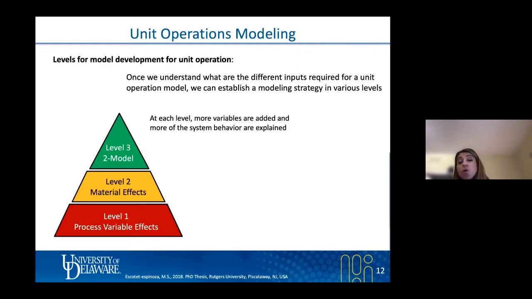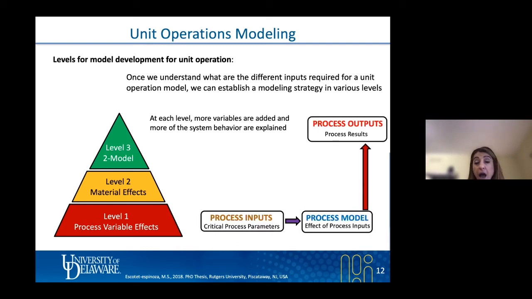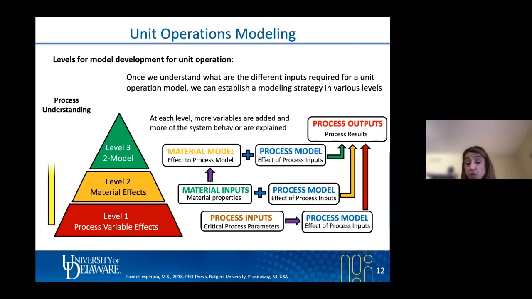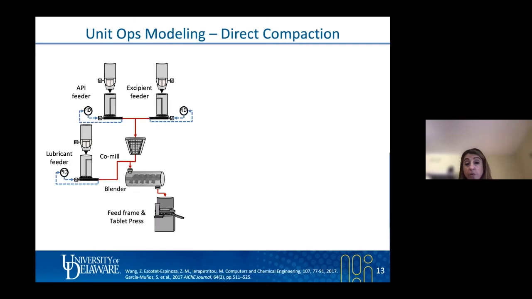So going into the modeling, as I pointed out, this is the next enabling technology. There are multiple levels of models that you can have. One is to just take the process inputs and the process outputs and try to find relationships that connect them. The second level is incorporating material properties and seeing how they can change during the process, or basically how they can change the output of the process. And then if you combine material models and process models, you get to level 3, which are the models that we have been developing in our group over the years.